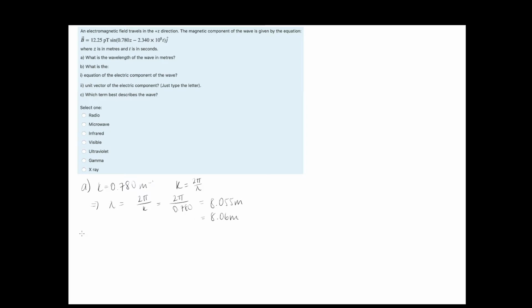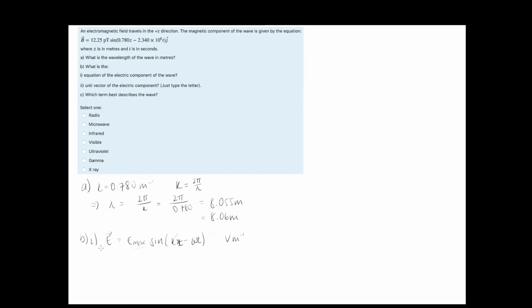So that's part A. Part B, what is the equation of the electric component of the wave? Okay, so for the electric component, this is the form that our equation is going to take. And then this has some unit vector, and we have our units, which will be, say, volts per meter. The thing that we don't know: we know what k is, it's going to be exactly the same as up here. We know what omega is, it's going to be the same as well. The only thing that we don't know is what's the unit vector and what's Emax.